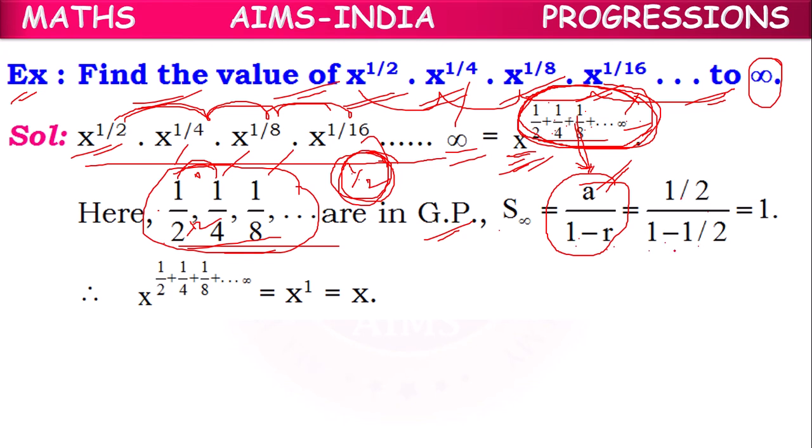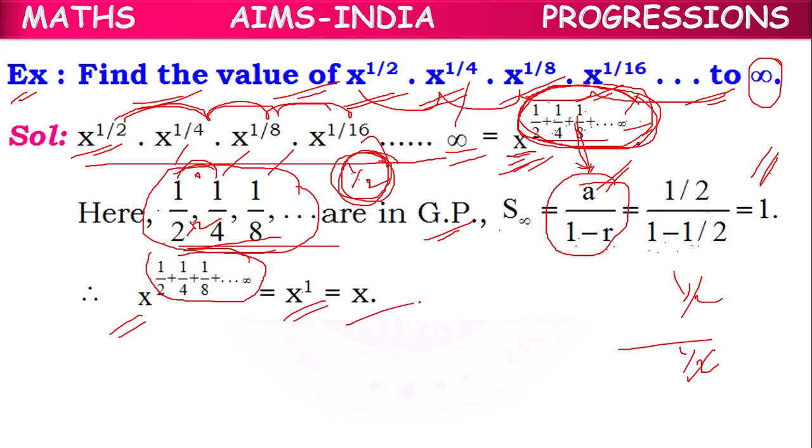1 by 2 by 1 minus 1 by 2. 1 minus 1 by 2 is also equal to 1 by 2. 1 by 2, 1 by 2 cancel. The answer will be 1. So the sum of all these exponents will be equal to 1. And the base is x. So x power 1 is equal to x.